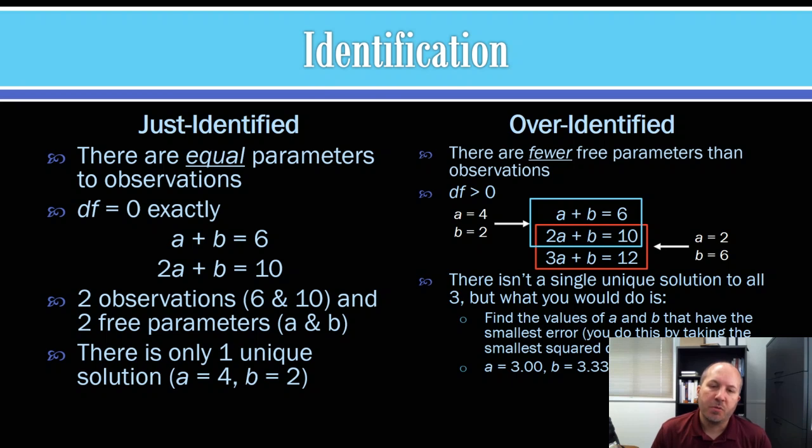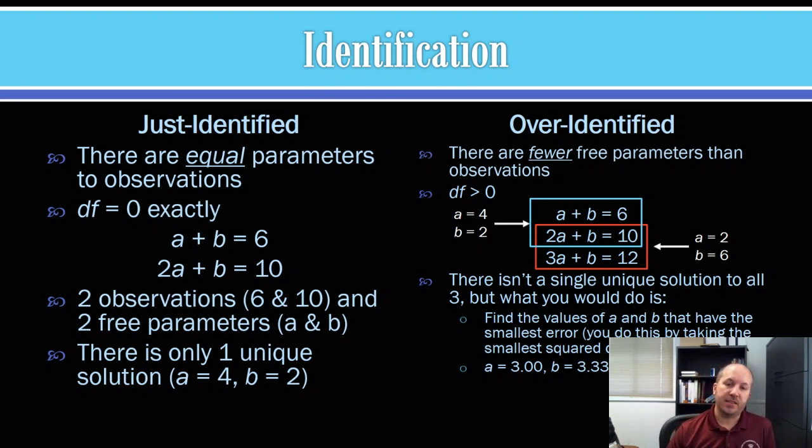Over-identified happens when you have fewer free parameters than observations. So you have a positive degrees of freedom, so it's more than 0. And the more degrees of freedom you have, the fewer free parameters you have compared to your observations.